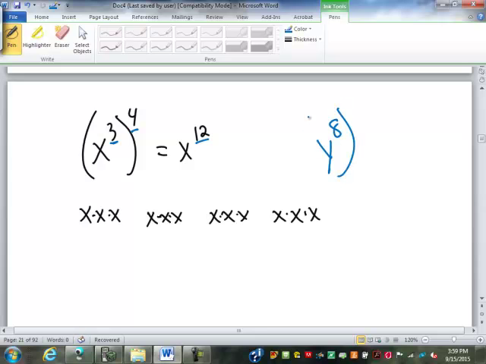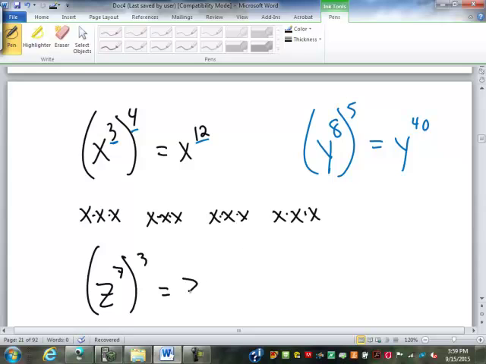Y to the 8th to the power of 5 would be y to the 40th. 8 times 5 would be 40. Z to the 7th to the power of 3 is going to be z to the 21st. Perfect.